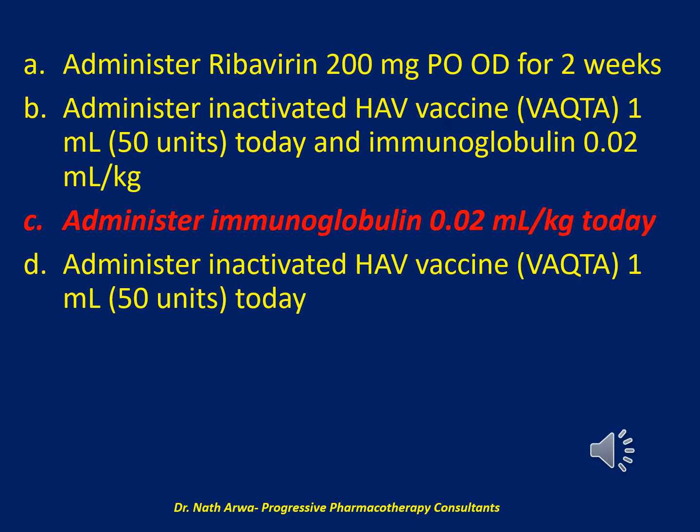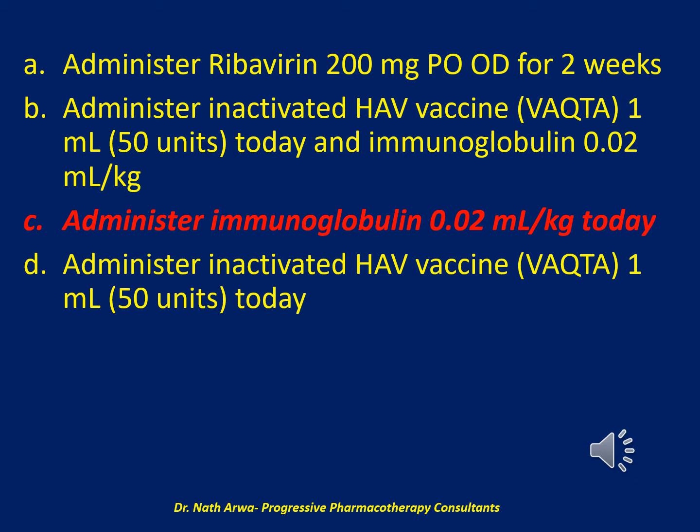And the correct answer is C. Administer immunoglobulin 0.02 ml per kilogram today. Post-exposure prophylaxis of individuals with recent exposure to HIV involves the use of the vaccine or immunoglobulin. In this case, immunoglobulin would be preferred. That makes answer C correct.